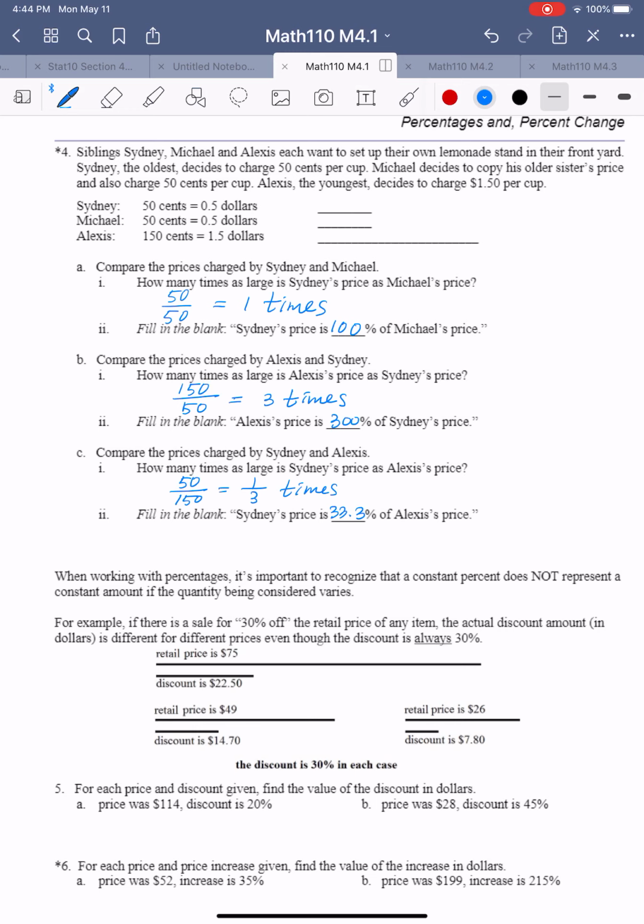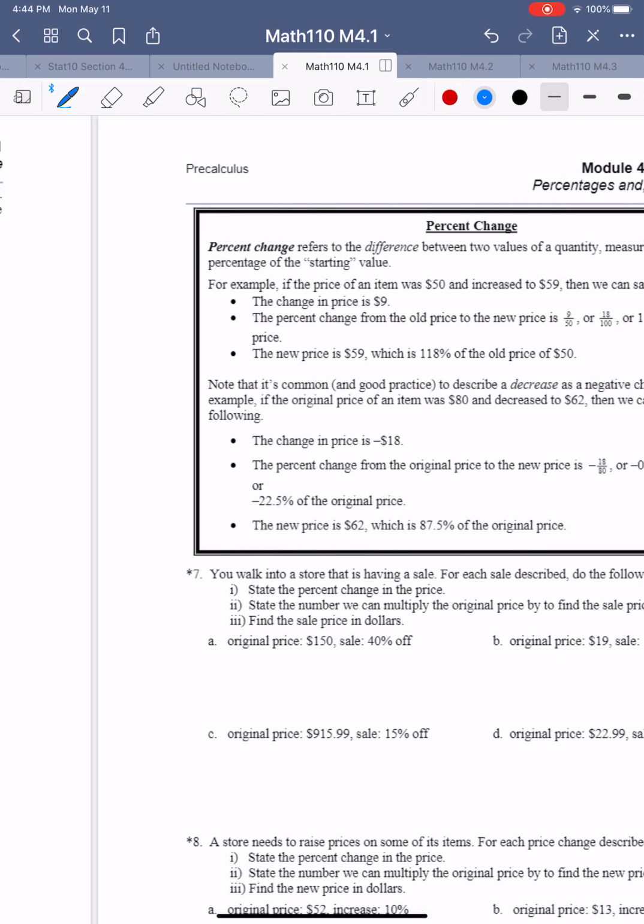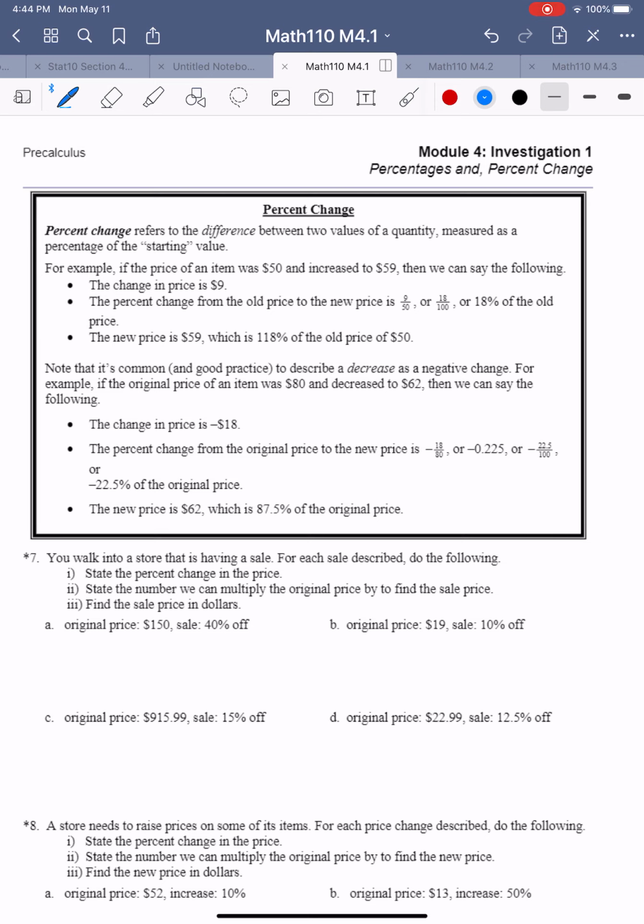Okay, so let's think about the next page, percent change. Percent change refers to the difference between two values of a quantity measured as a percentage of the starting value. For example, if the price of an item was $50 and increased to $59, so $9 increase, the change in price is $9. The percent change is the change of $9 out of the $50 original, which is about 18% change. And the new price now becomes 59, which is 118% of the old price of $50.